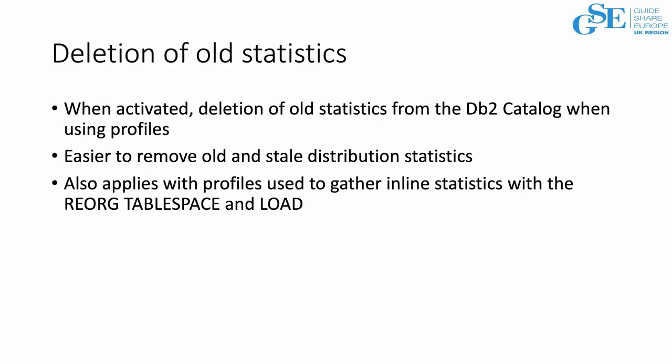Deletion of old statistics. So when you specify the use profile, as we talked about before, option one with runstats, Db2 will collect only those statistics that are in that profile. So once function level 507 is activated, Db2 will delete any existing statistics for those stats not being collected. This means that all frequency, key cardinality, histogram statistics that are not included in the profile are deleted from the Db2 catalog. So this provides a way for you to remove those stale distribution statistics without impacting concurrently running dynamic SQL.